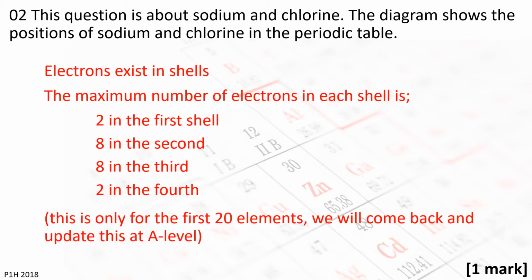First, let's think about how the modern periodic table is arranged and why. Electrons exist in shells. The first shell can contain a maximum of 2 electrons, the second shell a maximum of 8, and it gets a little trickier after that. But for GCSE, you need to know that for the first 20 elements, the maximum number of electrons that can fit in the first 4 shells is 2, 8, 8, 2.